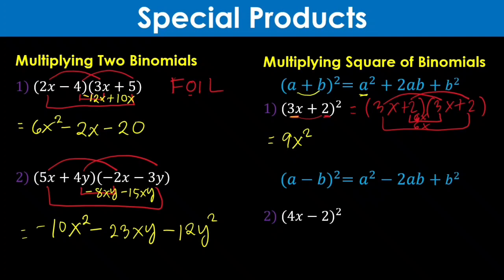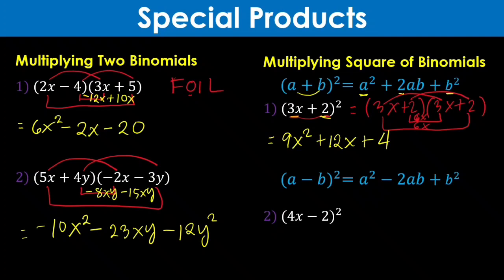This is our A, this is our B. So that's 2 times 3x, that's 6x. And then the product, you multiply it by 2. So plus 6x times 2, that's 12x. And then you square the B. Okay, so that is plus 4. So that's the product of this square of a binomial.